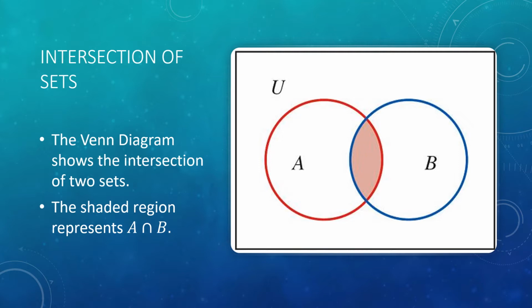Here we have a Venn diagram illustrating the intersection of two sets. In a Venn diagram, the shaded region in the middle, that's a part of both sets A and B, represents the intersection.